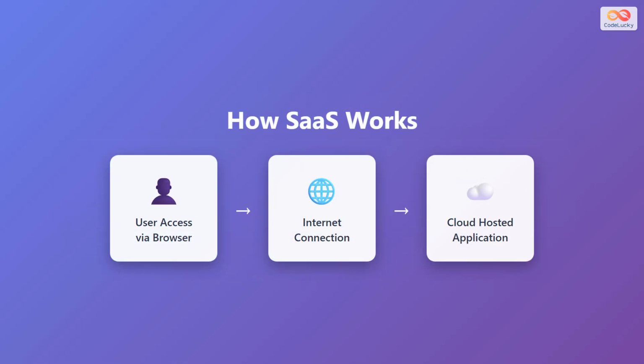Let's understand how SaaS actually works. It's a simple three-step process. First, a user accesses the application through their web browser. Then, the request travels through an internet connection. Finally, it reaches the cloud-hosted application where all the processing happens. The application and data are stored on powerful servers maintained by the service provider, not on your local device. This means you can access your software and data from anywhere, at any time, as long as you have an internet connection.